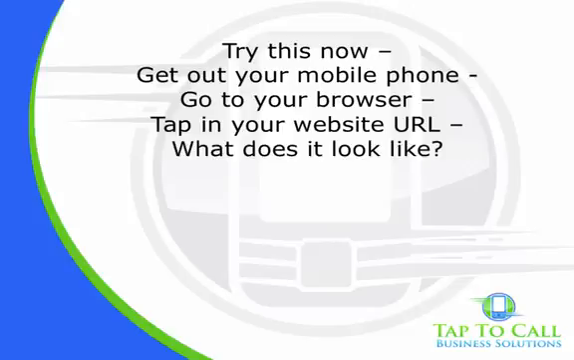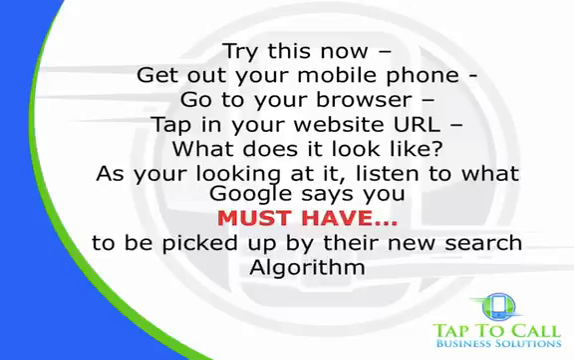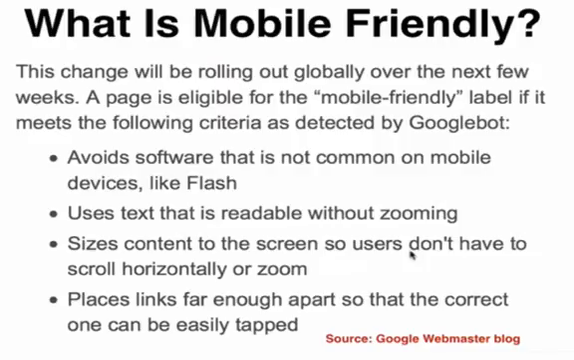What does it look like? Have a good look at it. Scroll around the pages, and as you're looking at it, listen to what Google says you must have to be picked up by their new search algorithm. So this is from Google's webmaster blog. What is mobile friendly? There are actually hundreds of criteria, but if you get the main ones, you are way ahead of anybody else.